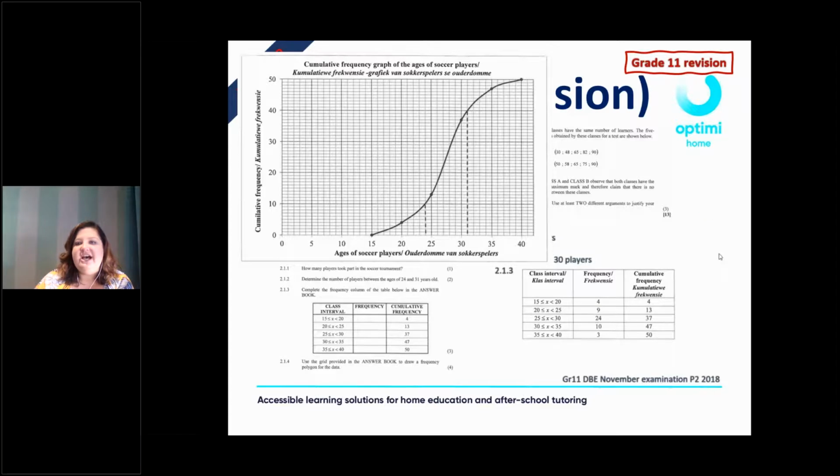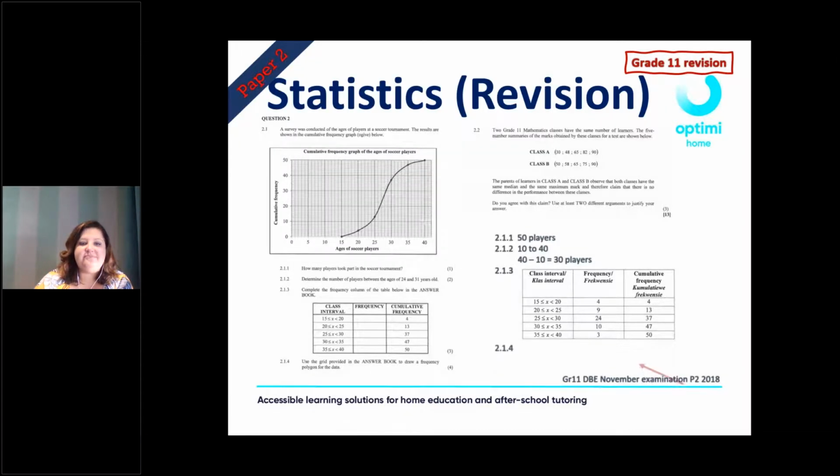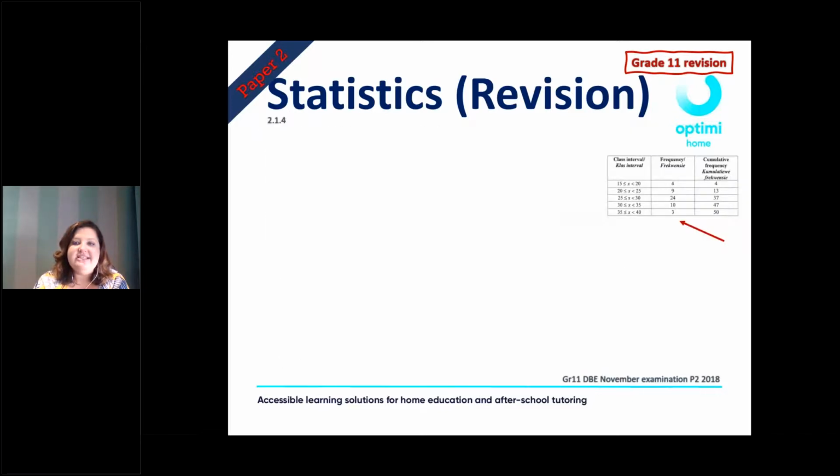Okay, so let's just see how this will look. You can also use this table that we have done. So as I mentioned now, you're going to use that value. So you get the middle of your class interval, and you're going to use this table to actually draw it.